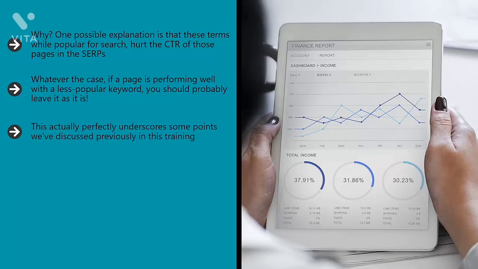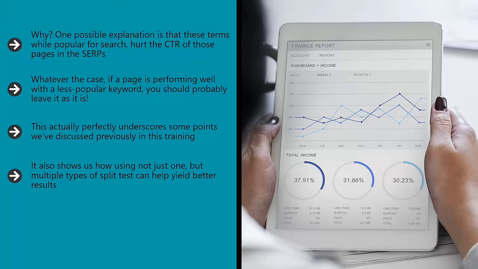This actually perfectly underscores some points we've discussed previously in this training. For one, the multivariable nature of SEO and Google's algorithms means that while a recommendation might sound good on paper, it doesn't always translate in the real world, especially now that Google pays close attention to signals from users, such as bounce rate and CTR.